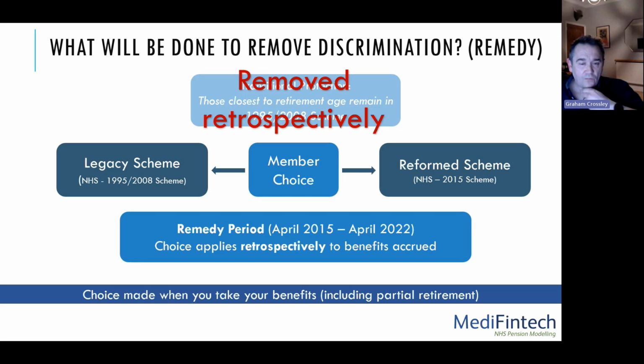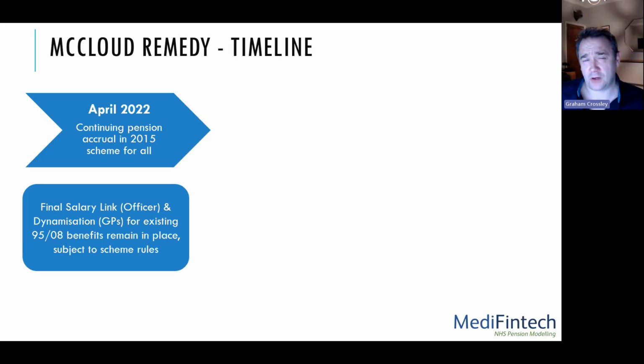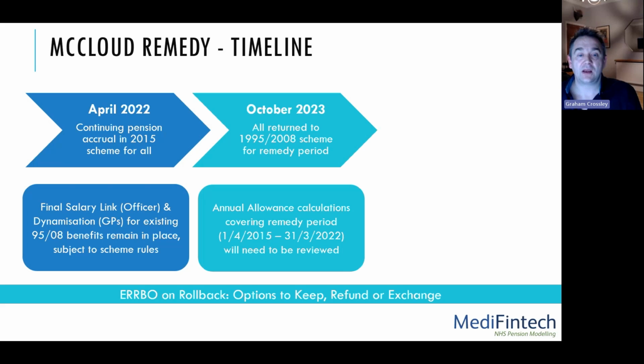Now, the choice for the McCloud Remedy has to be done when you take your pension benefits. The pension choice to revocation, well, that has to be made a lot earlier. However, with regards to McCloud, there are some important events on the timeline that you do need to be aware of. We've already seen McCloud Part 1. That was the bit whereby in April 2022, all continuing pension accrual was in the 2015 scheme. Even if you had that transitional protection, everybody accrues benefits in 2015 from the 1st of April 2022.